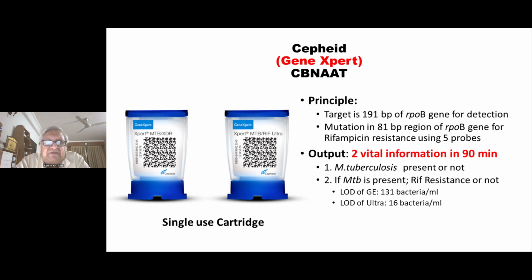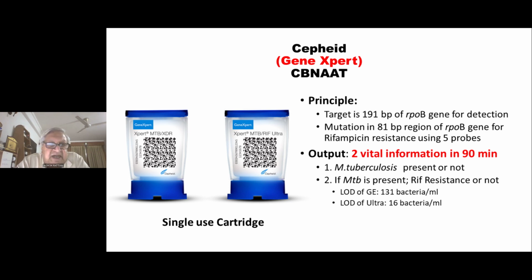Now, the diagnostic field had a change for the better with the introduction of the cartridge-based single-use GeneXpert cartridge, and the first cartridge had a sensitivity of 131 bacteria, which has now been reduced to 16. The principle of this was that a 191 base pair region of the rpoB gene would be amplified, and once it's been amplified and reported as positive, then 5 overlapping probes will look at an 81 base pair region of the rpoB gene, which is known as the rifampicin resistance determining region, RRDR, and a mutation in that would mean that there will be resistance. So this is detection of a mutation, presuming that that will mean resistance.